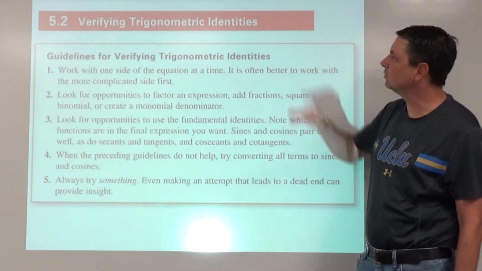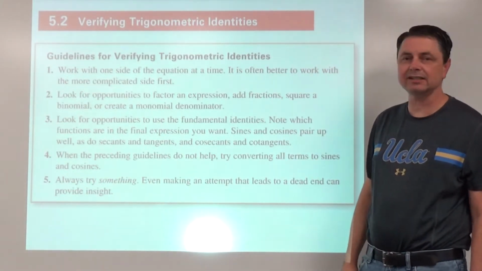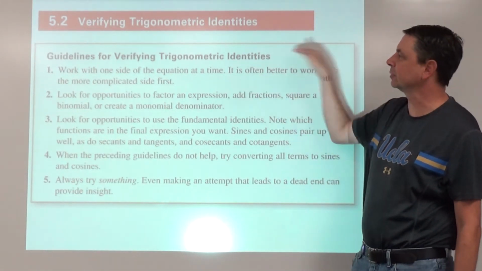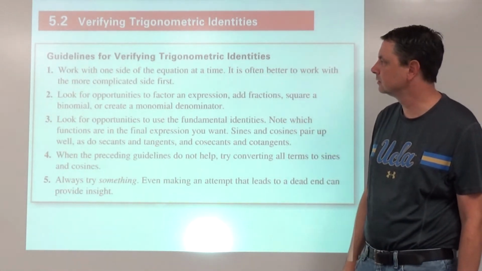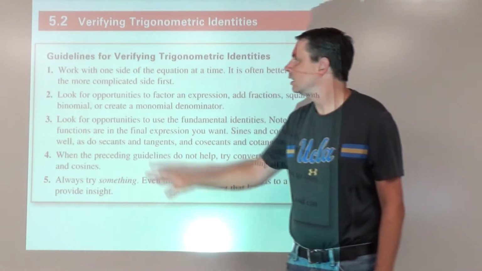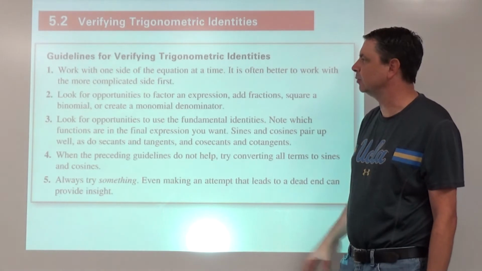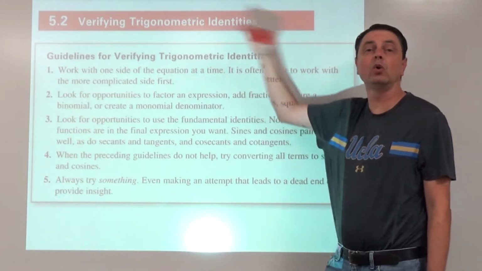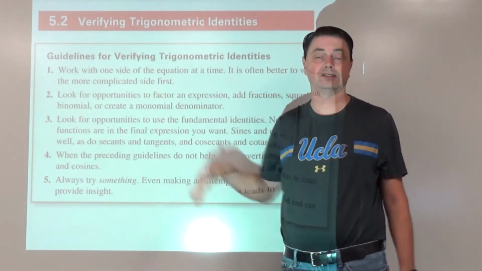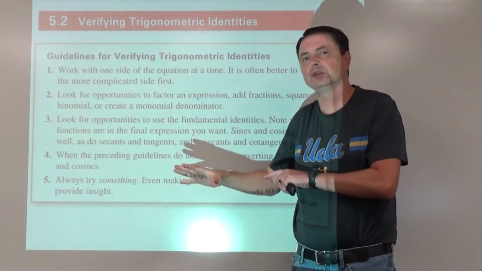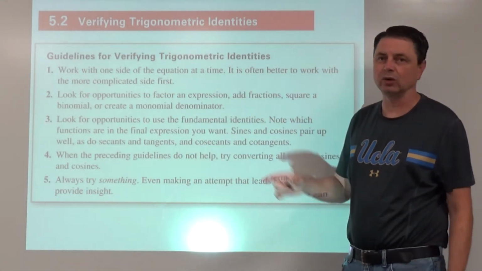Lesson 5.2, verifying trigonometric identities. We'll talk about what that actually is in just a moment. But here are some guidelines. Okay. Work with one side of the equation at a time. We're actually going to tweak that and say you're only allowed to work on one side. So pick the left side or pick the right side. You can only work on the left side or the right side.